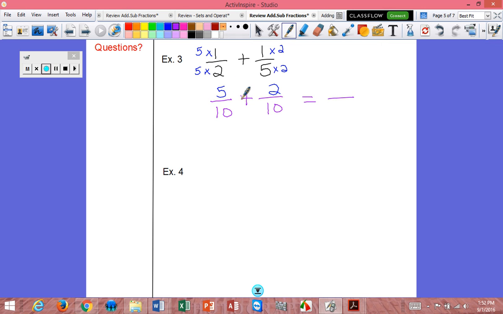So I have 5/10 plus 2/10. So I'm going to only operate on the numerator. 5 plus 2 is 7. And then I leave 10 the same because it's kind of like its label.